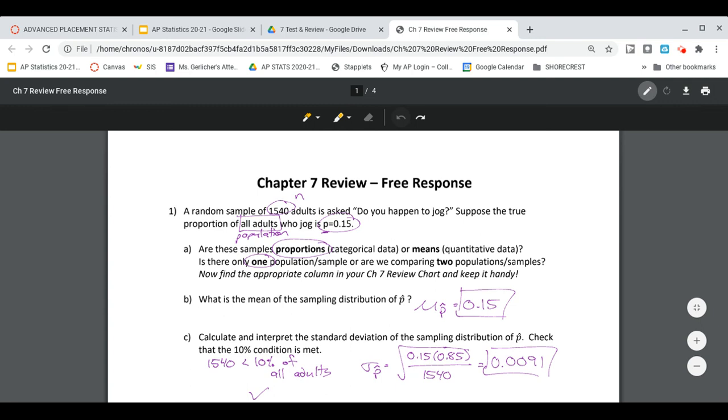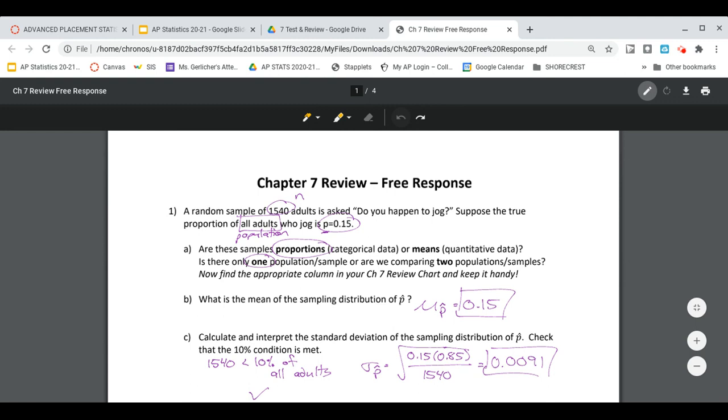So your best friend in this free response review and on the test is to have that Chapter 7 review equations sheet we filled out in class. And you have to figure out which column you're in for that particular problem. And then you're just really following down that column and using all of those equations to get what you need.